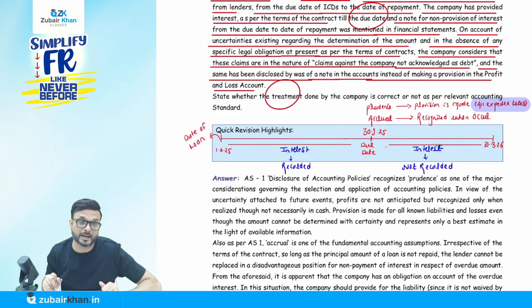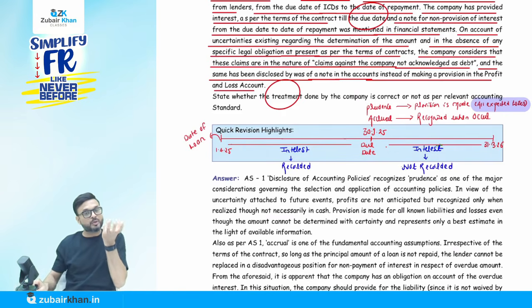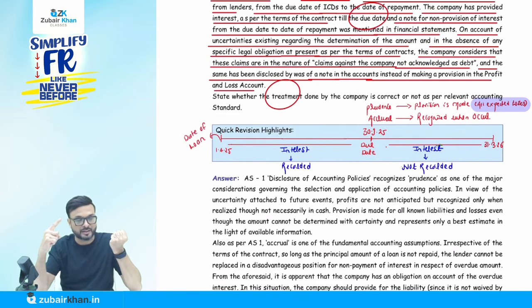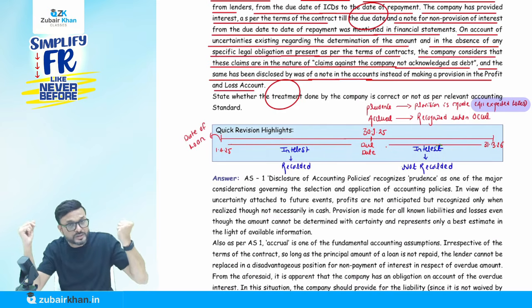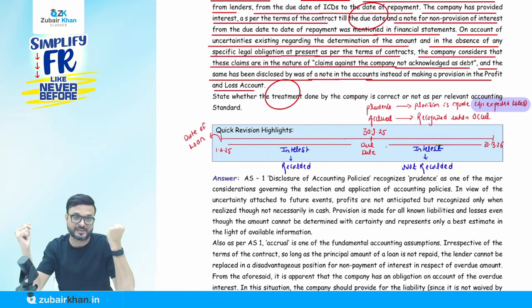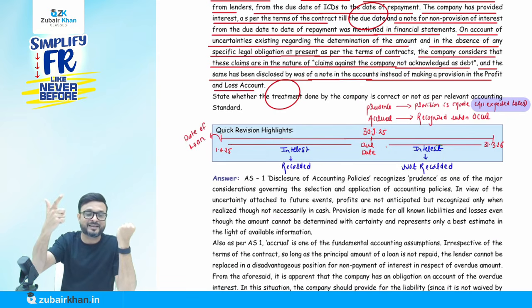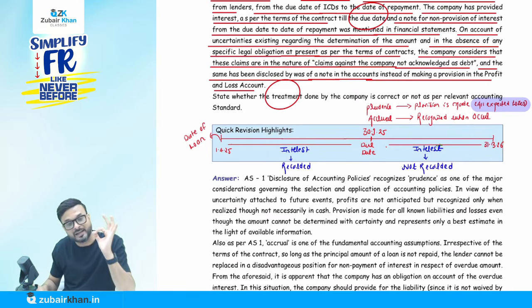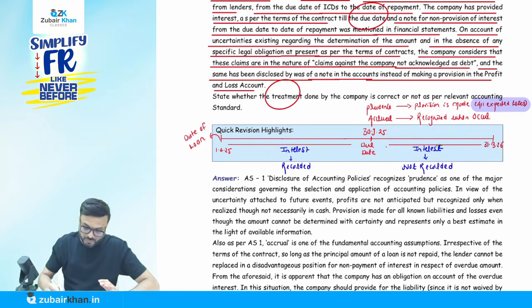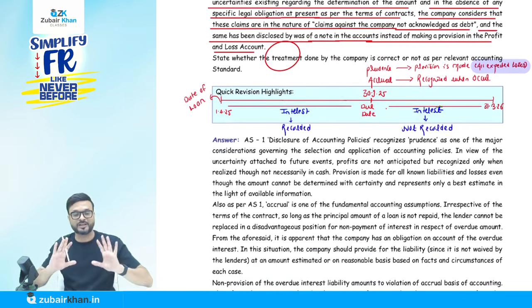Now there is one more concept, accrual. What does accrual say? You took a loan from the bank, you utilized that loan, and you have not paid the interest, even on the due date. If you are using this fund for the purpose of business, accrual says we have to recognize it. So the treatment given by them is incorrect because of the prudence and accrual concepts. This is what is mentioned in the solution.